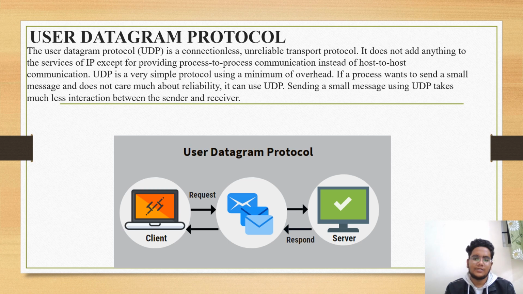If a process wants to send a small message and does not care much about reliability, it can use UDP. Sending a small message using UDP takes much less interaction between the sender and receiver. So this is the block diagram of UDP, in which the client sends the request, which is a small message, and the server responds to it.